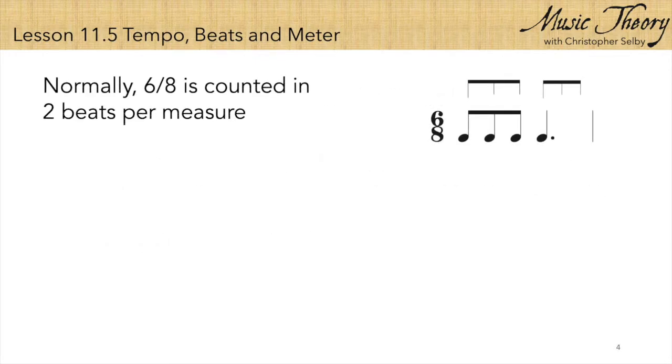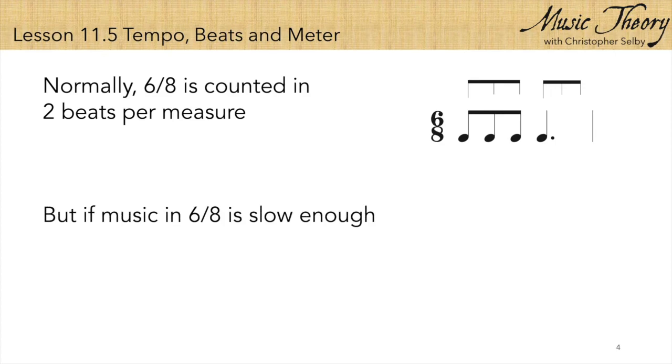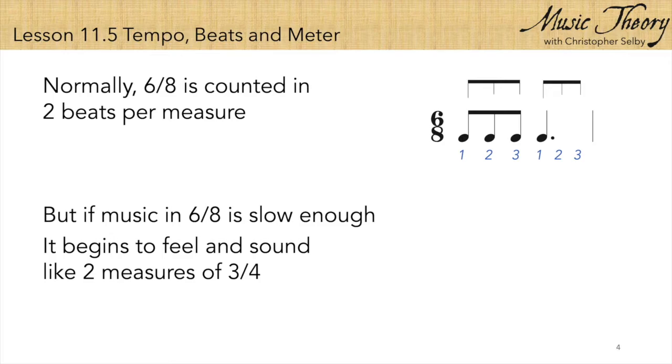Normally, 6/8 is counted with 2 beats per measure, 1 and a, 2 and a, 1 and a, 2 and a. However, if the music in 6/8 is slow enough, 1, 2, 3, 4, 5, 6, it starts to feel and sound a whole lot like 2 measures of 3/4. For example, which musical exercise am I singing? Ba, ba, ba, ba. You really can't tell because when their tempo is the same, they sound the same.